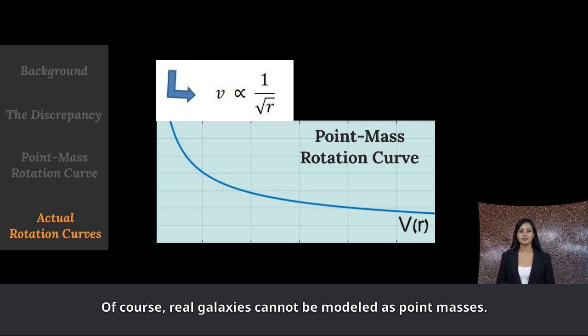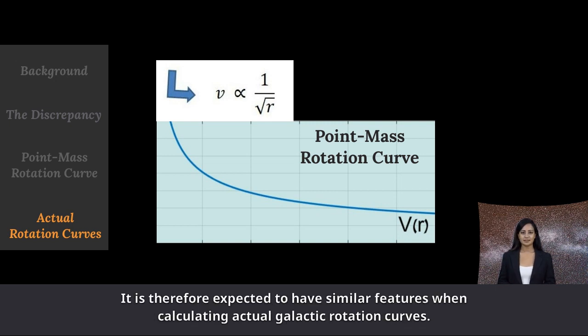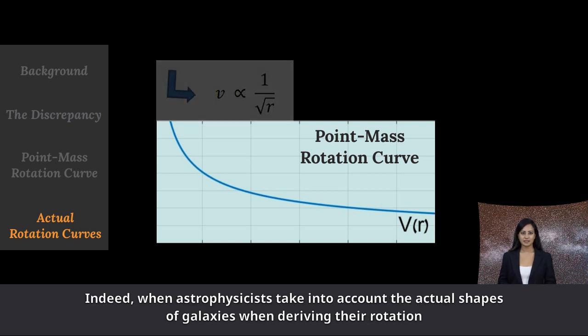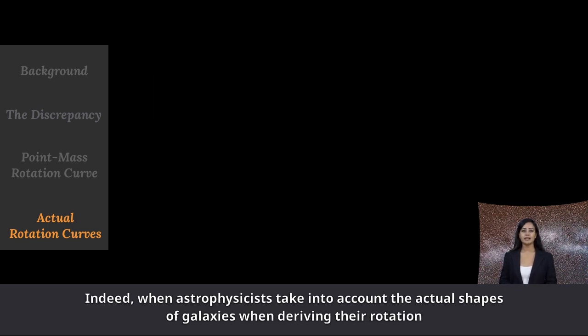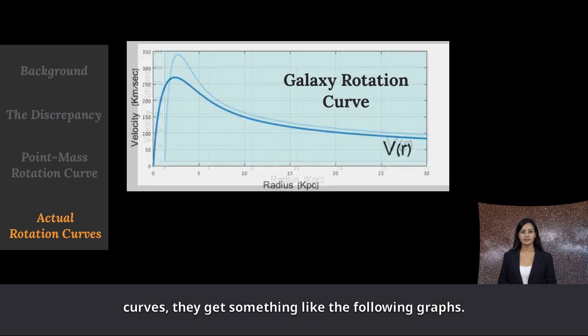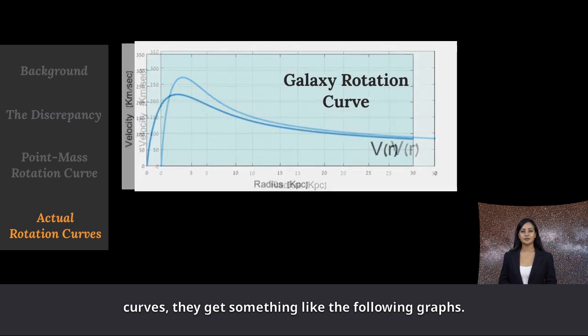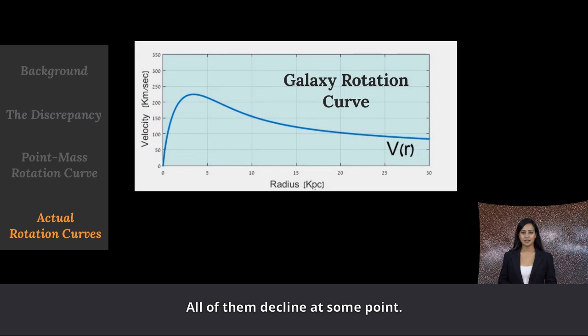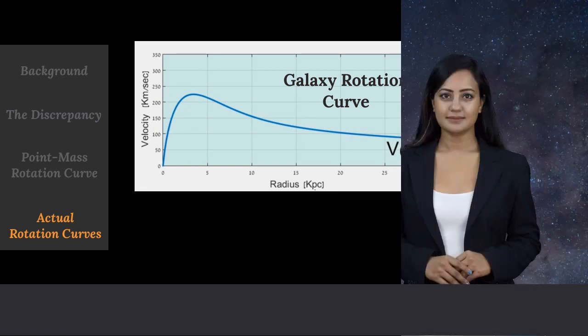Of course, real galaxies cannot be modeled as point masses. However, most of their mass resides in their dense inner regions. It is therefore expected to have similar features when calculating actual galactic rotation curves. Indeed, when astrophysicists take into account the actual shapes of galaxies when deriving their rotation curves, they get something like the following graphs. All of them decline at some point, which is in total disagreement with the observations. Houston, we do have a problem.